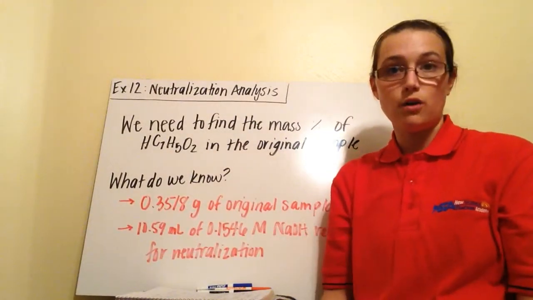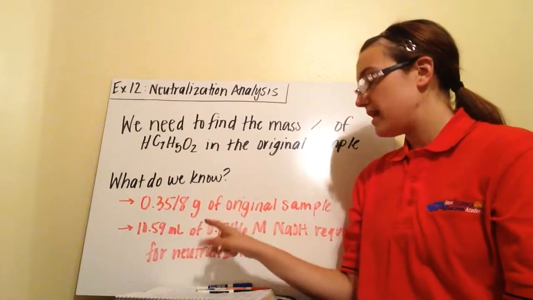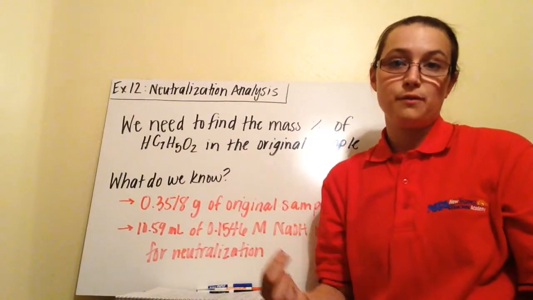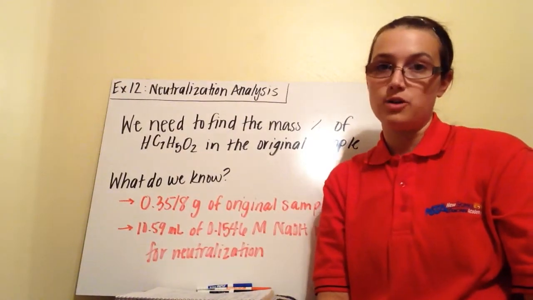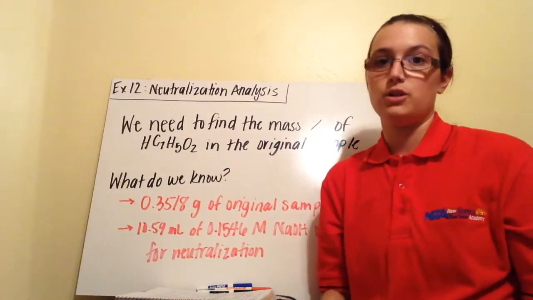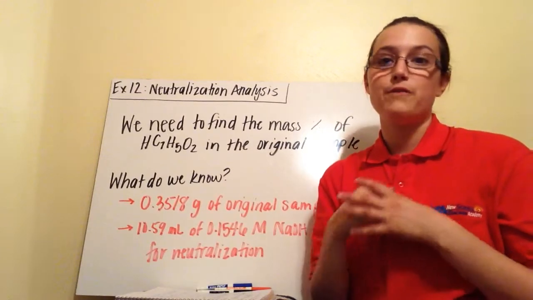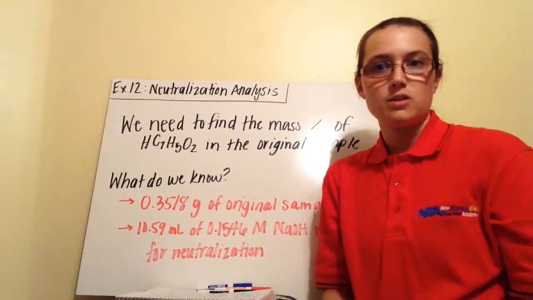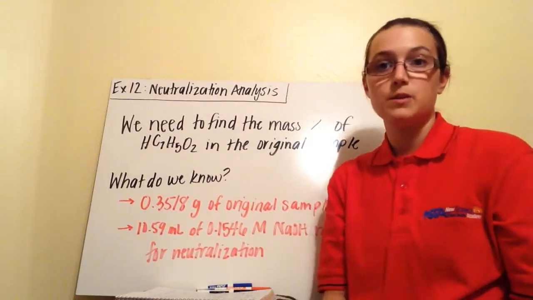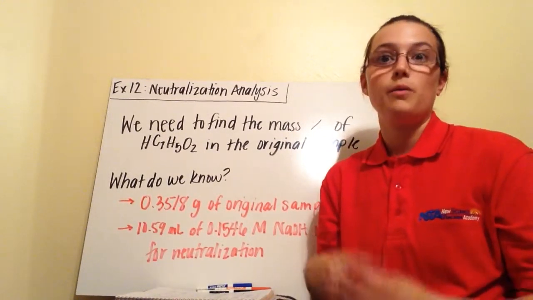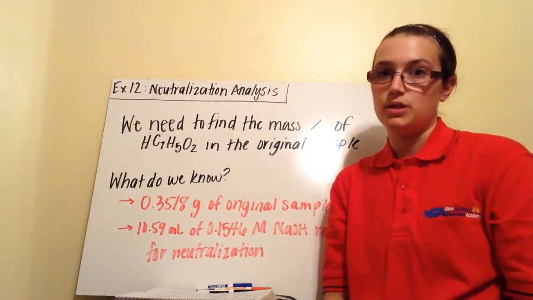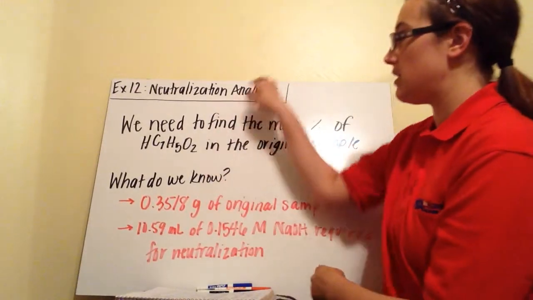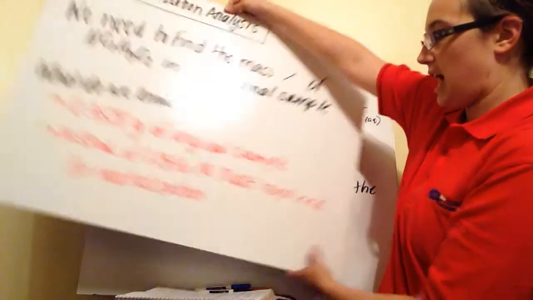Now, what do we know from the problem? Well, we know the mass of the sample, and we know the volume and concentration of sodium hydroxide that was required to neutralize. So let's say you have no idea where to start. Work it out like a stoichiometry problem. What are the steps that you would go through? Well, what would be the very first thing that you would do? Hopefully you say it would be to write a reaction.